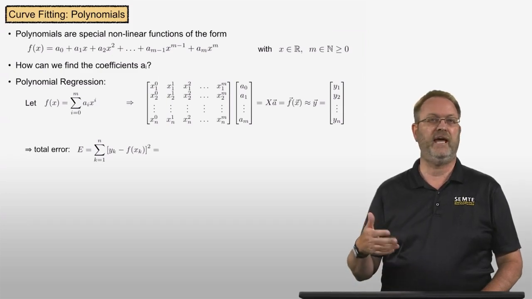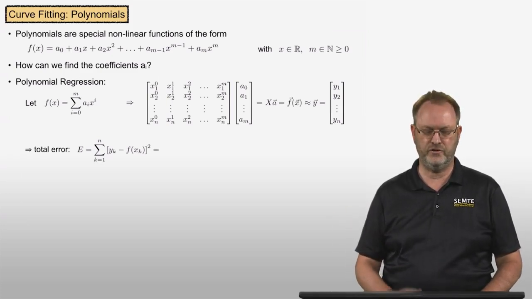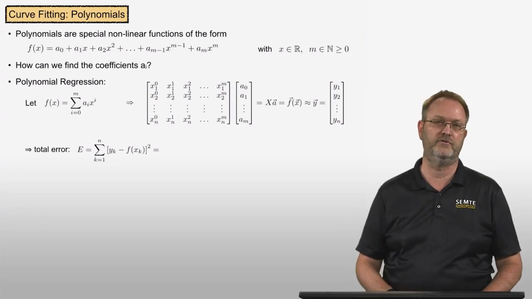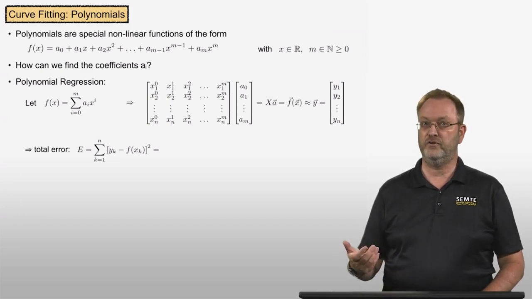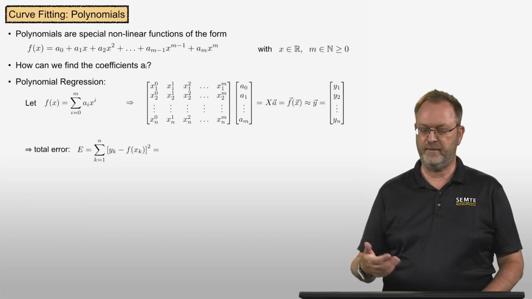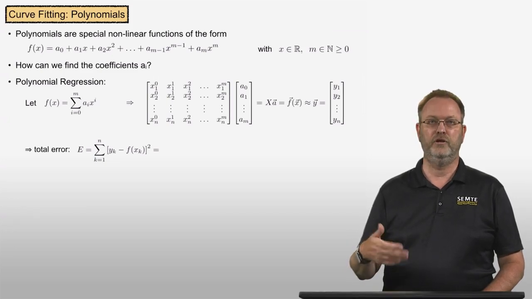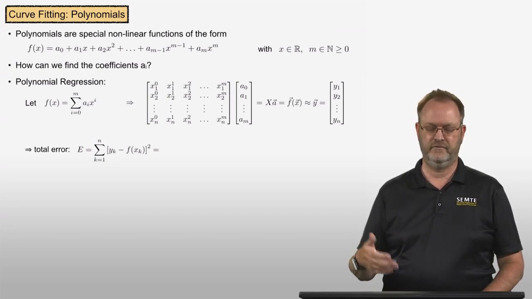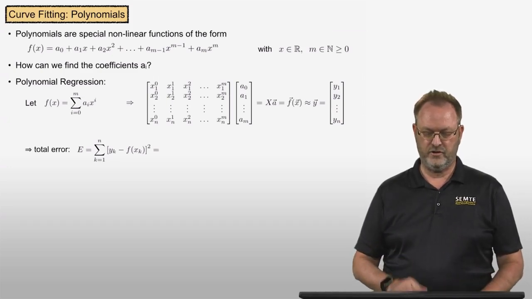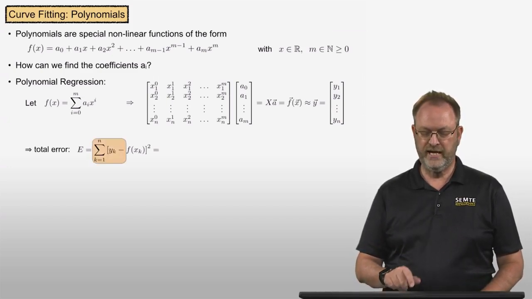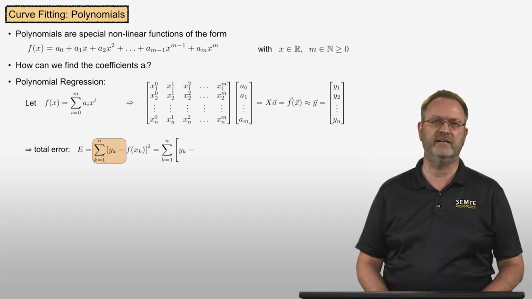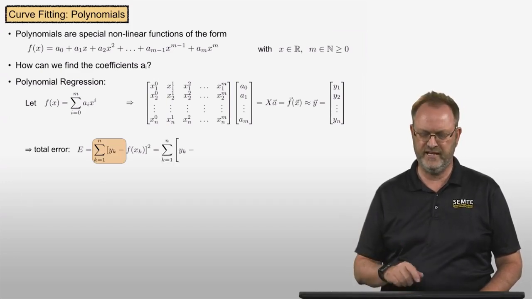We have n total data points, so we take the sum from k equal to 1 to n of the residual, which is the measured value y sub k minus the polynomial regression predicted value f of x_k. We square that and sum these all up. Okay, so let me rewrite this a little bit. The first part I just leave as is.